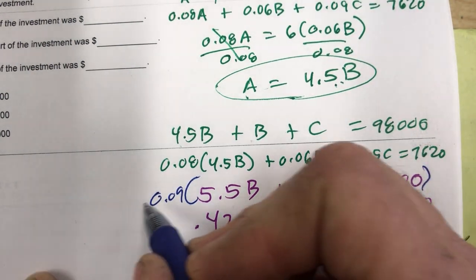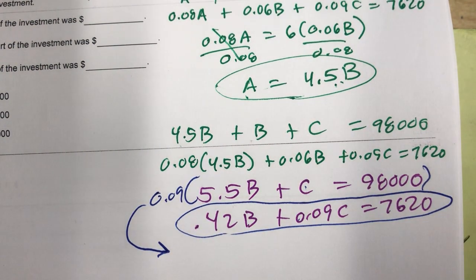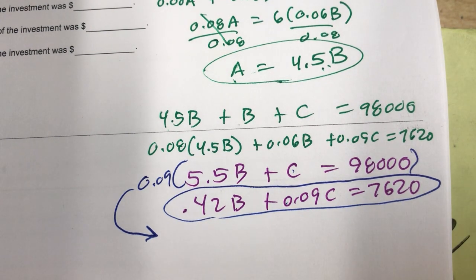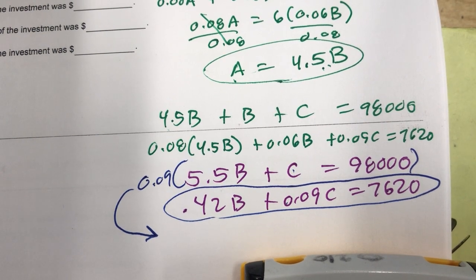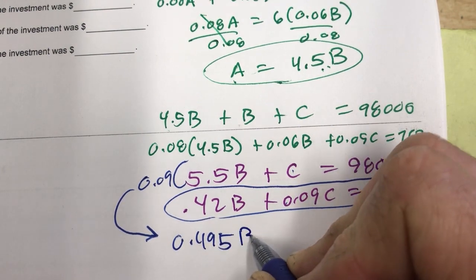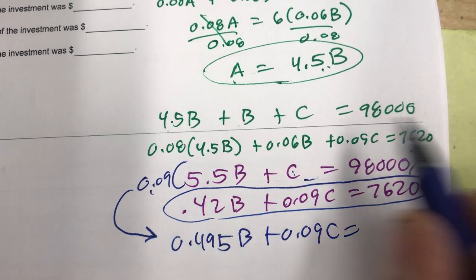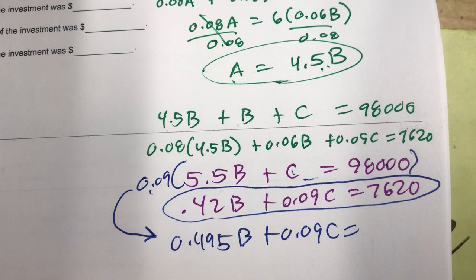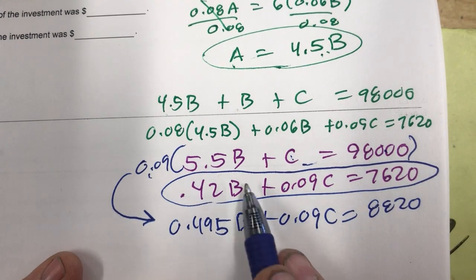Okay, so I'll just do that. I'll leave this one here. I'm going to do 0.09 times it and just write it down there below it. Okay, so 0.09 times 5.5 is 0.495b plus 0.09c. I do 0.09 times that, and then 0.09 times this one, 0.09 times 98,000. That's 8820. Okay, and now these match.